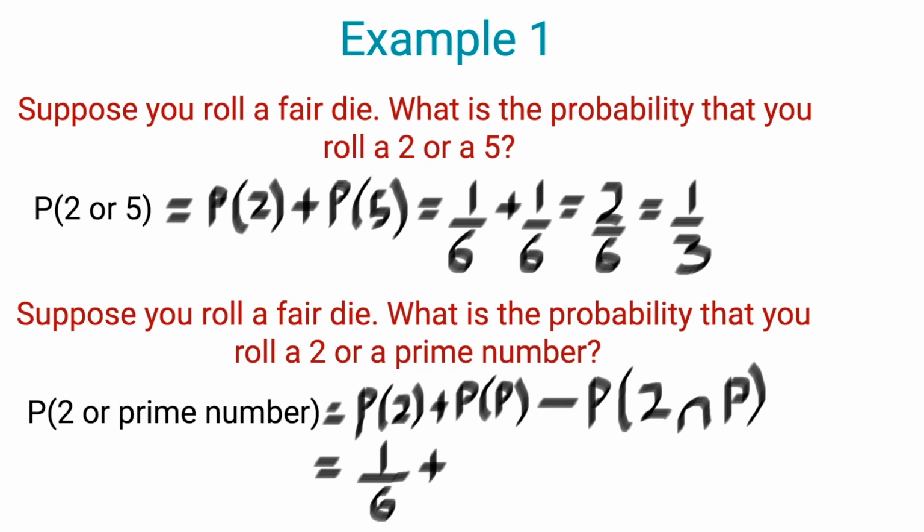2, plus the probability of a prime number is 3 out of 6. There are 3 prime numbers on a die, that is 2, 3, and 5. And then we need to subtract the common outcome, which is just the number 2. The number 2 is also a prime number, so it's going to be 1 out of 6. So when you add and subtract those fractions, you get 3 out of 6, which is equal to a half.